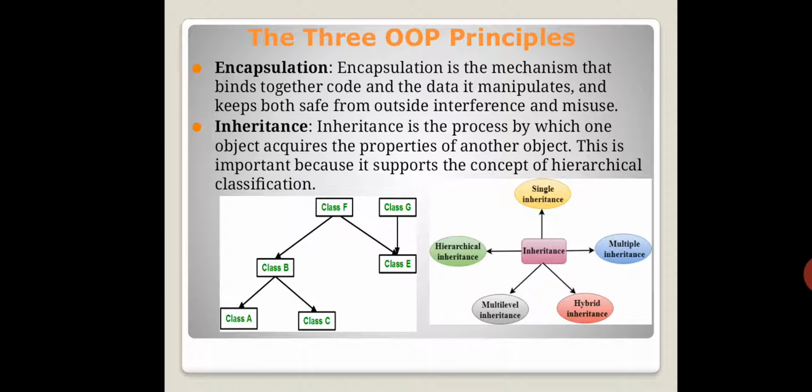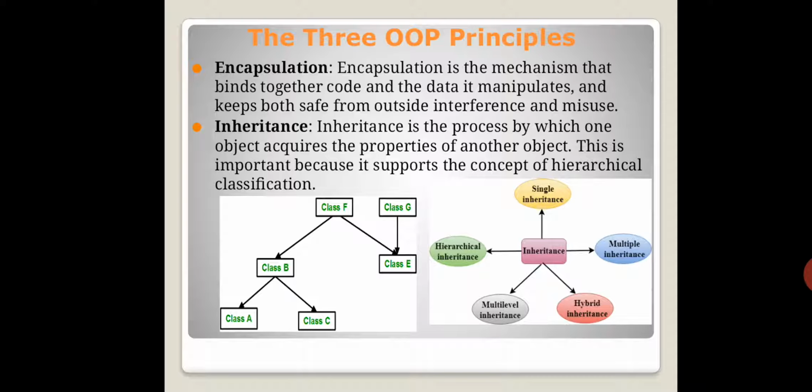The next thing is, there are three object oriented programming principles. The first one is encapsulation. What is encapsulation? Encapsulation is the mechanism that binds together code and the data it manipulates. So ultimately it is going to bind your code as well as data.